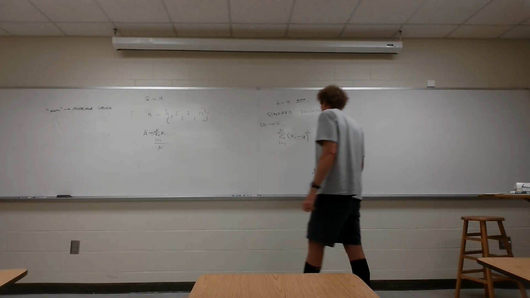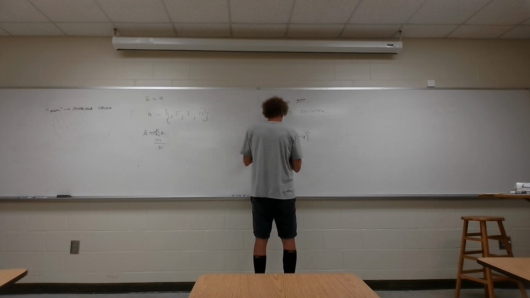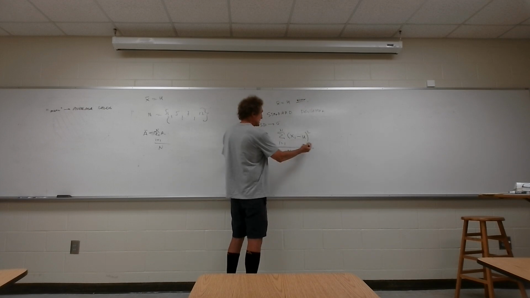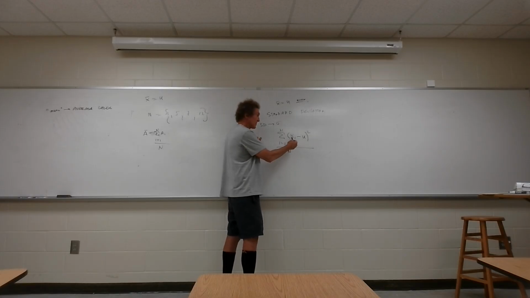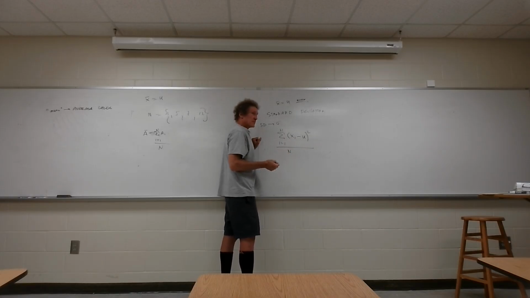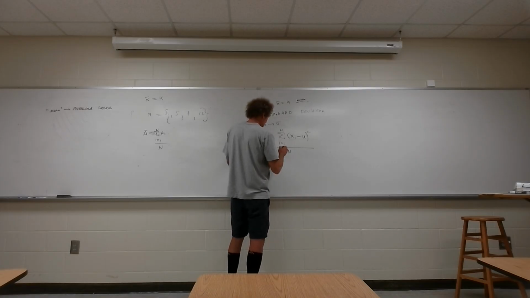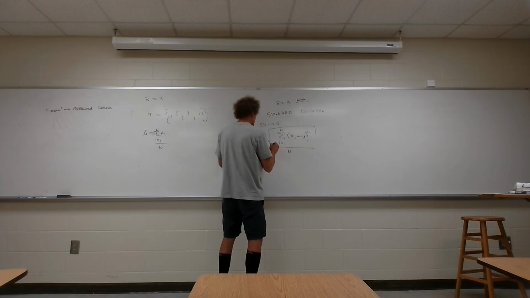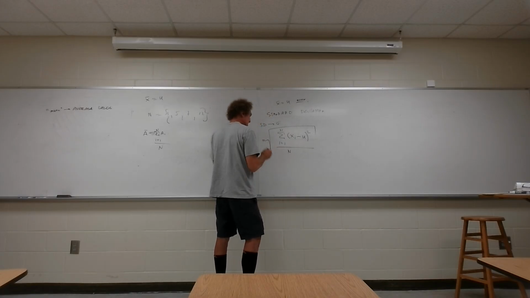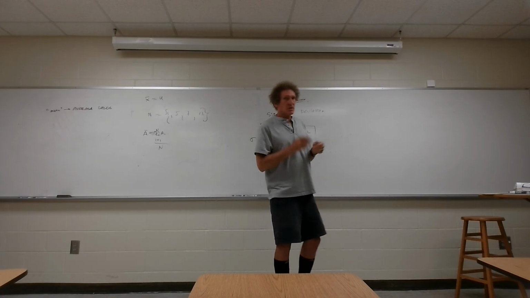I'll send it to you. Then you're going to divide this by n, the total number. So this is really like the average value of the difference between the single value and the mean, squared. And then you have to take the square root of this. Now this is the standard deviation. This is for discrete.